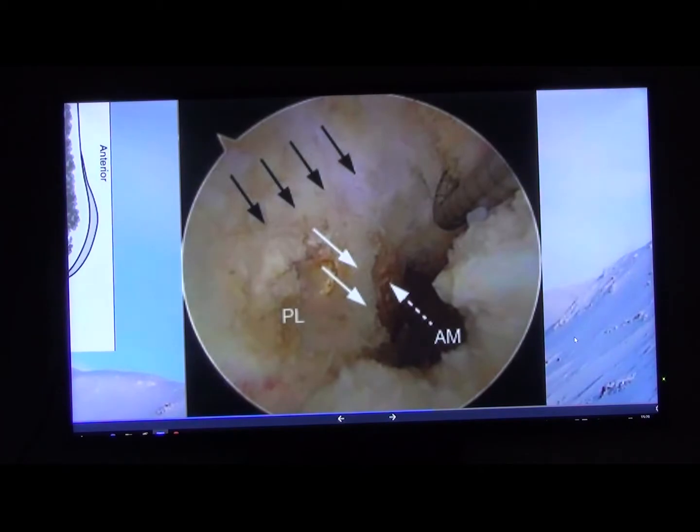What does that look like arthroscopically? You can see the black arrows represent the lateral intercondylar ridge. The white arrow is the bifurcate ridge. The PL is the posterolateral bundle, and the AM is round the corner. This isn't something you just look at, as everywhere in orthopedics.